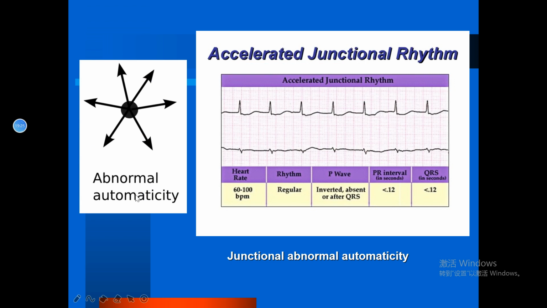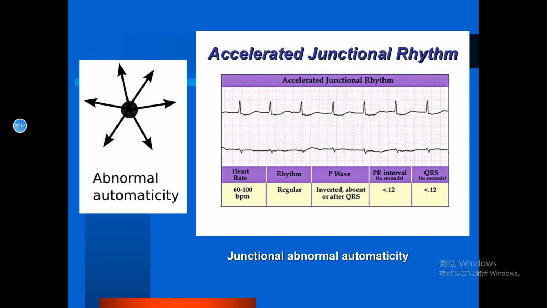There is an abnormal automaticity at the junctional place, junctional rhythms. What can it produce? What you can see is that the heart rate is 60 to 100 beats per minute, and the rhythm is regular, right? 1 beat, 2 beats, 3 beats, the interval is regular, okay? But there is no P wave here. We cannot see any P wave on this ECG. And we took notice that the QRS complex is narrow, is normal.